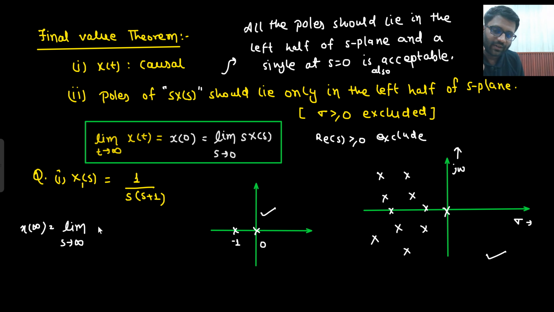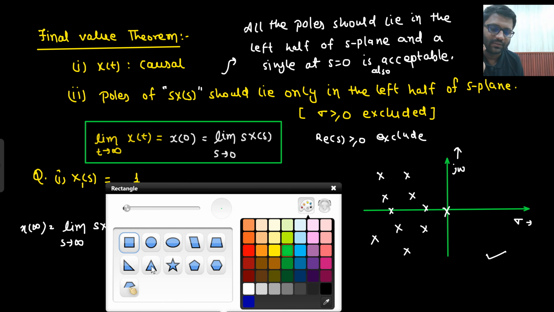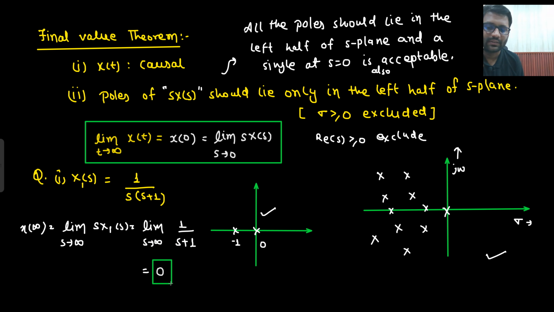Limit s tending to infinity, s into X1(s). That would be limit s tending to infinity 1 upon s plus 1. So if you put infinity here, what is the value you are getting? 0. So yes, this is the answer you are getting. Right? All good? Or you could have found out the x1(t) as well.